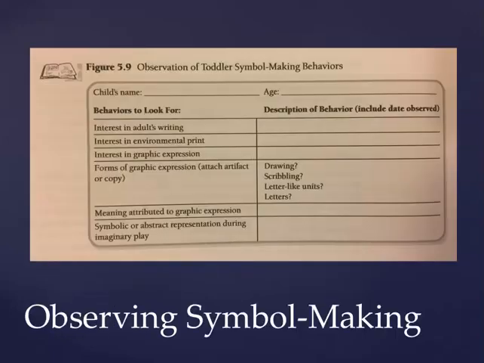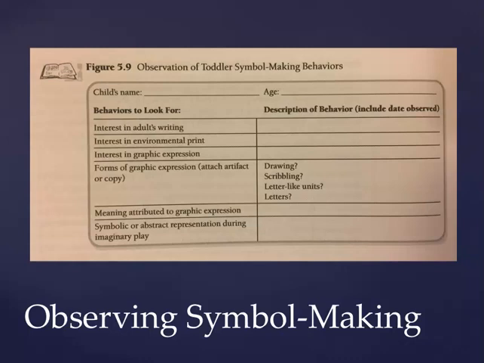The last observation sheet that I wanted to share with you is this one called Observing for Symbol Making. In your 2019 edition of Otto's book, it's on page 70, and the figure is figure 5.9. This is going to ask you to look for the child's interest in adult writing, the child's interest in environmental print, the child's interest in graphic expressions, the forms of graphic expression that the child is able to do him or herself, the meaning that the child attributes to those graphic expressions when you ask them, what is this? What did you draw here? What does this mean? And then the symbolic or abstract representation during imaginary play.